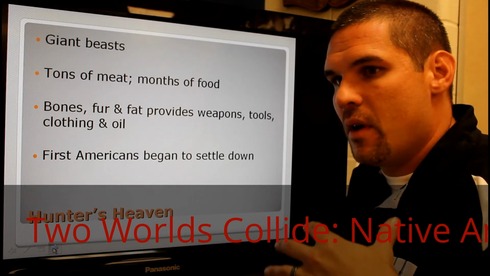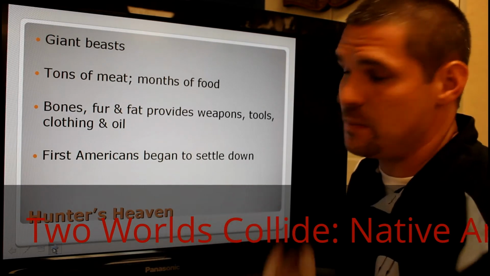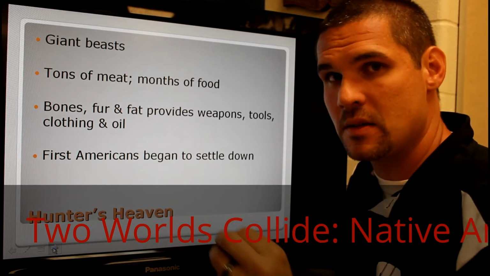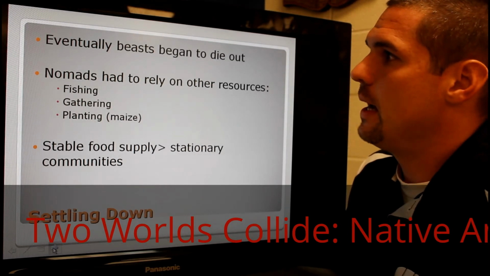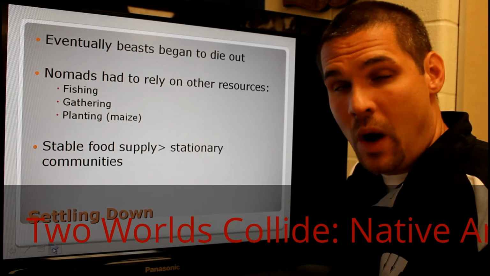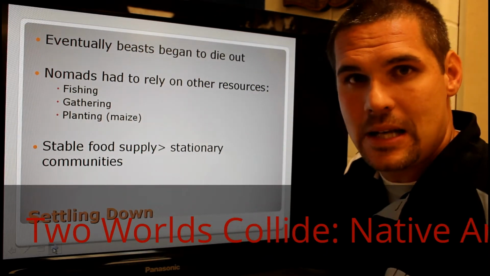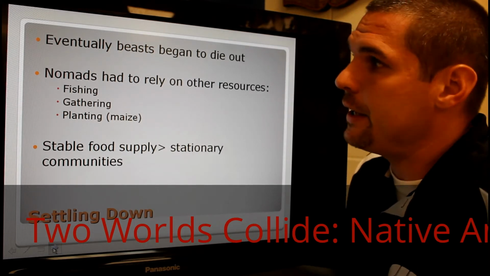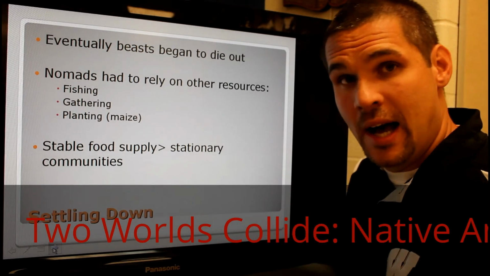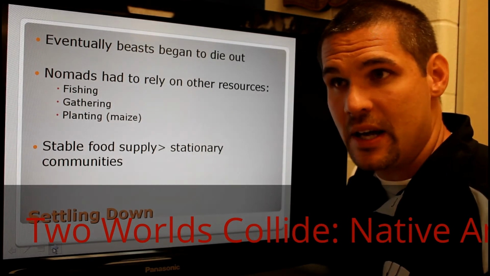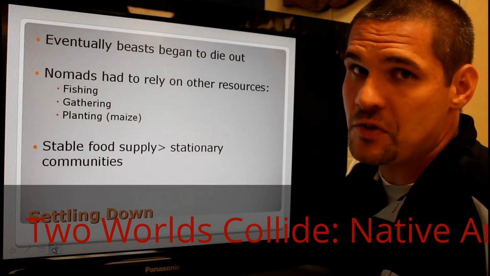So with abundant animals around, the first Americans began to settle down. They didn't have to be constantly on the move or be so nomadic. But after a while, many years, the beasts eventually began to die out. The source was being depleted. So now the nomads, who were already kind of accustomed to staying in place, wanted to stay in place. That's how they had lived for a few generations now. They had to rely on other sources.